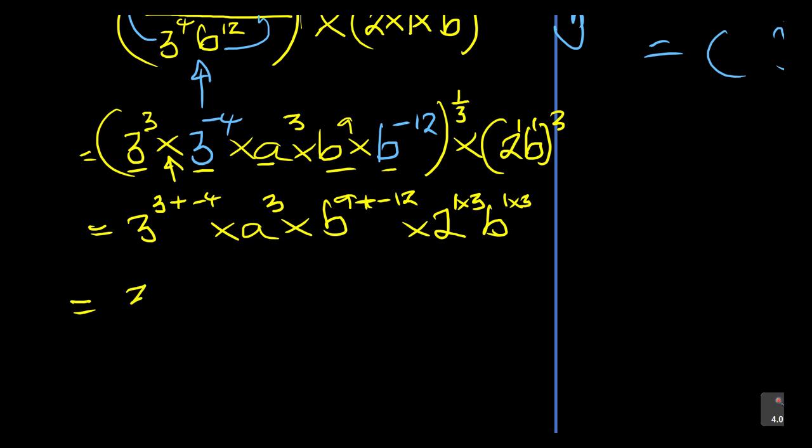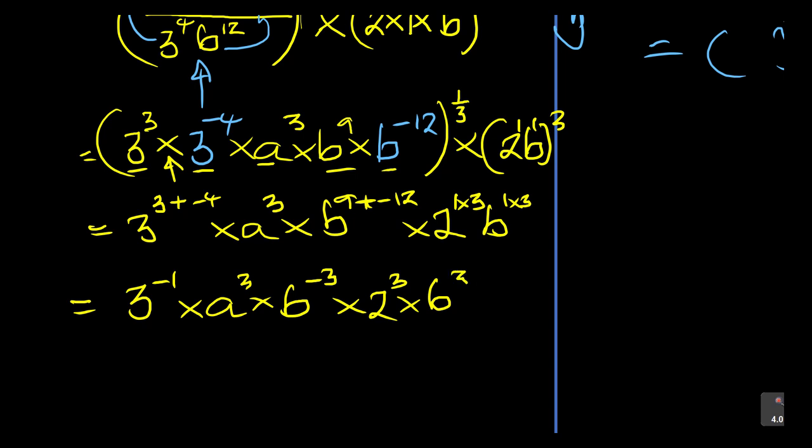So here, you have 3 to the power of negative 1 times a to the power of 3 times b. You look at this, 9 minus 12, it will give you b to the power of negative 3 times 2 to the power of 3 times b to the power of 3. Are we done? No. We still have something common here, b and b. They are still multiplying. So don't end there. We continue. 3 to the power negative 1 times a, nothing else. We leave it like that.